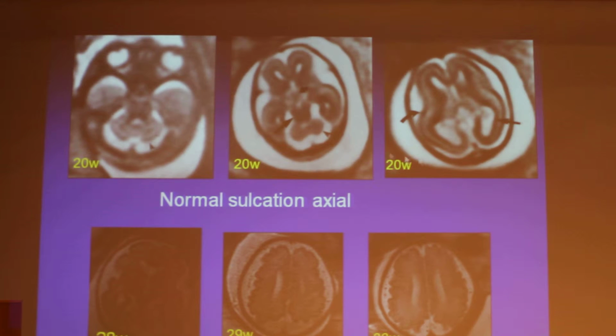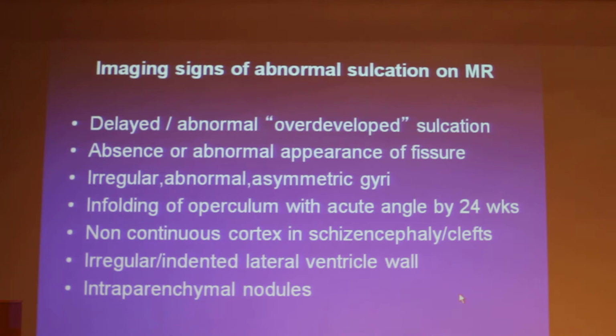So first of all, it's important to understand the normal sulcation on the axial views, and as Laurent has shown before, we know the various layers and the various names of the sulci with age. These are axial images. What are we looking for in abnormal sulcation on MRI? We're looking for delayed or abnormal overlap of sulcation. The fissures appear; they can be absent, or they can appear too early. They can be asymmetric.